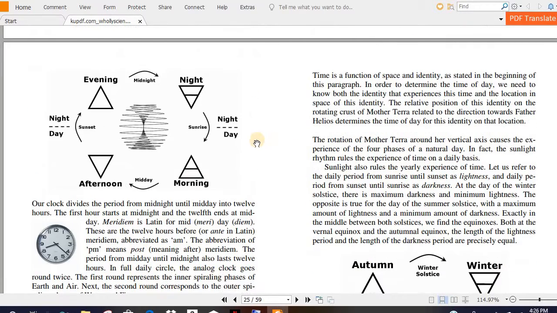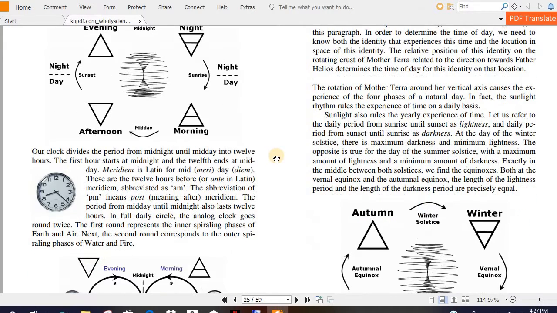Okay. Time is a function of space and identity, as stated in the beginning of this paragraph. In order to determine the time of day, we need to know both the identity that experiences this time and the location in space of this identity. The relative position of this identity on the rotating crust of Mother Terra, related to the direction towards Father Helios, determines the time of day for this identity on that location. The rotation of Mother Terra around her vertical axis causes the experience of the four phases of a natural day. In fact, the sunlight rhythm rules the experience of time on a daily basis.